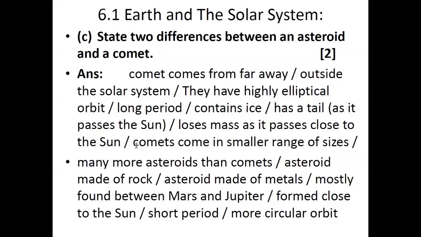Mostly comets are pretty close to each other in size, whereas there are many more asteroids as compared to the number of comets we have in our solar system. Asteroids are usually made of solid rocks, minerals and metals. Asteroids are mostly found between Mars and Jupiter. They also have a circular orbit. They are formed close to the Sun. Their orbital period is short, and these are the points which you can use. You can write any two of them. These are all the possible differences between asteroids and comets. You can write any two or three of them as per the given question.